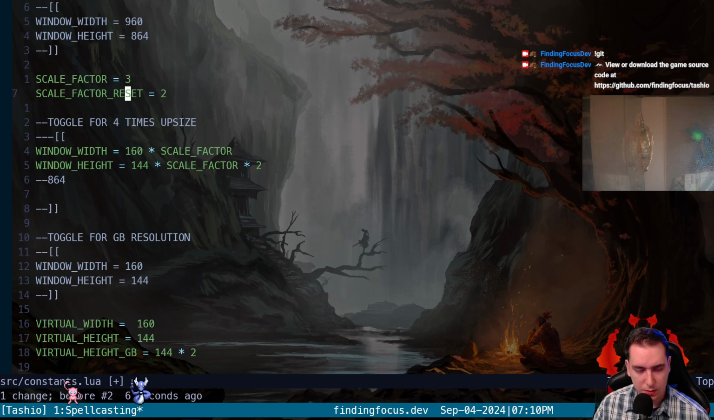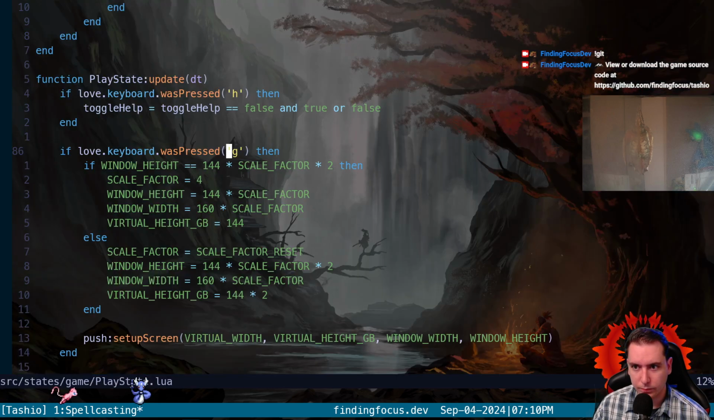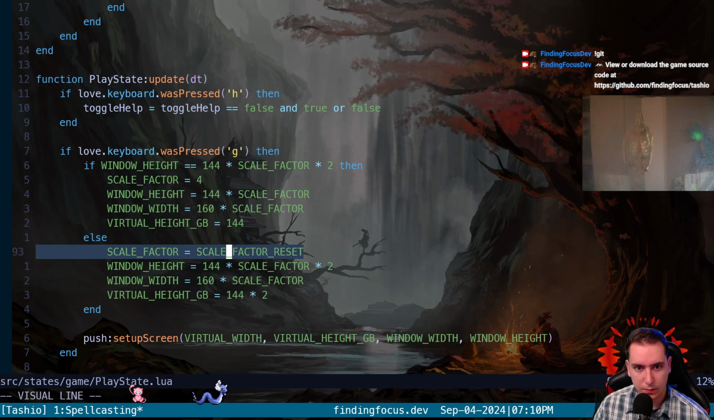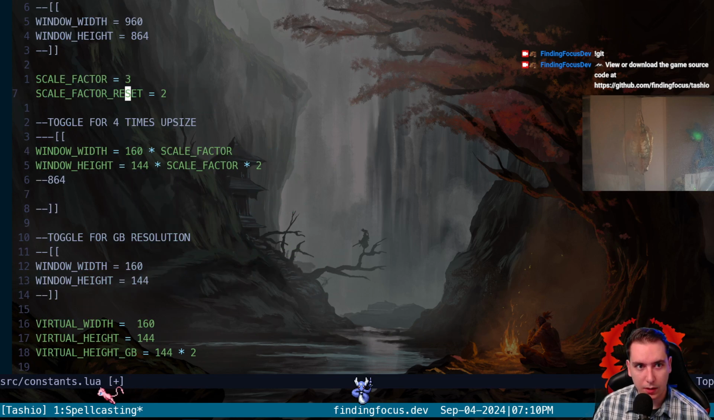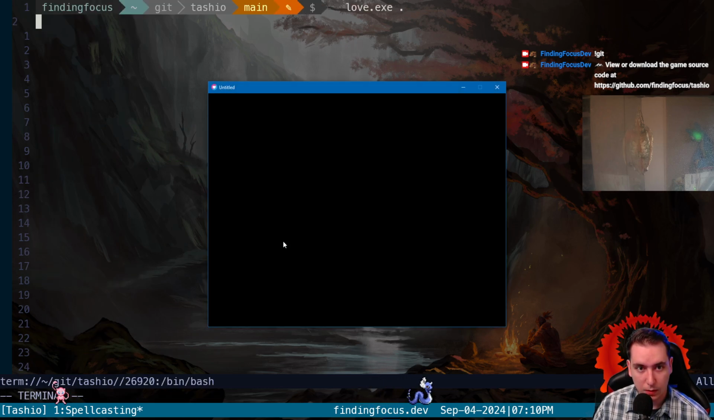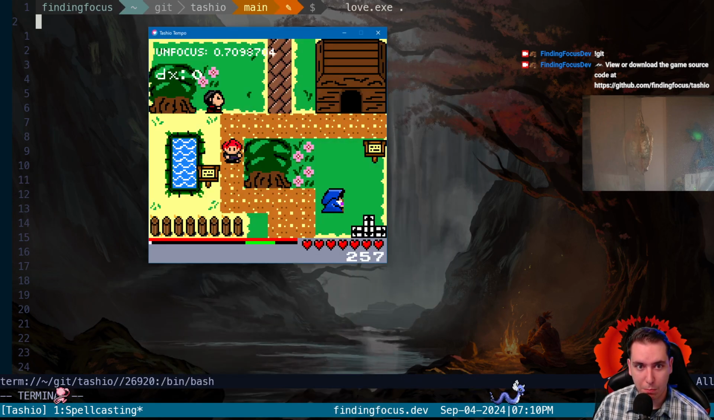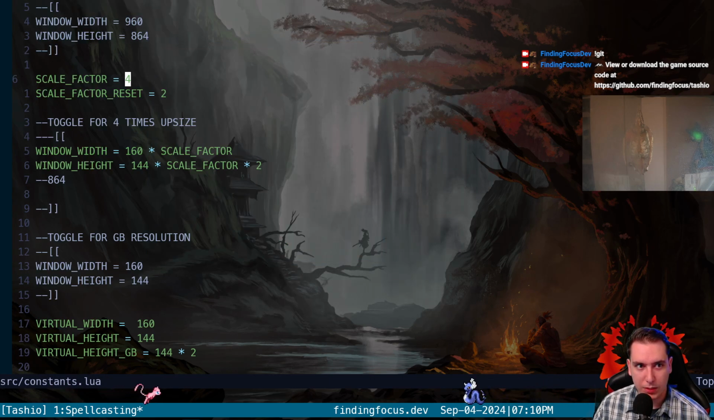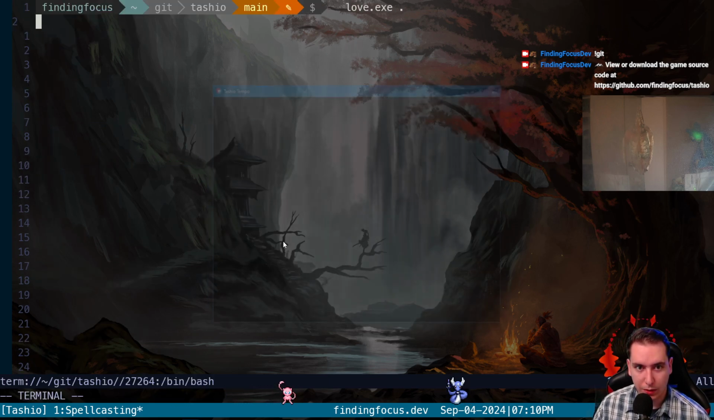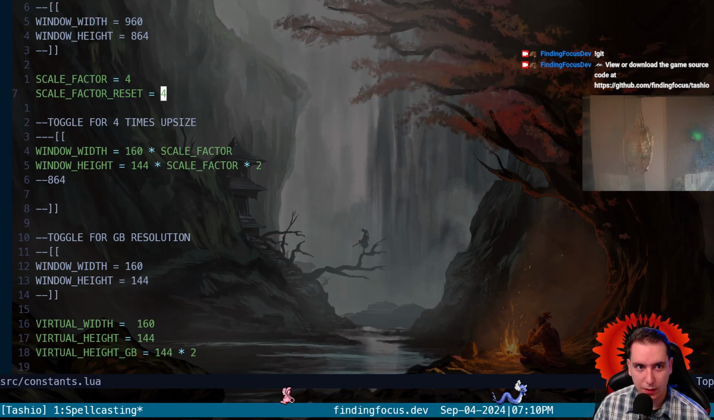Scale factor reset, where do we use this? Okay, so it looks like scale factor is the initial scale factor for the Game Boy overlay, and reset is the other one. Well, let me see. If we set this to 4, what does that do? Scale factor to 4 is now a much bigger Game Boy. Okay, and then it gets reset. Okay, so it's like this. We did this badly, but if we were to put 4 here as well, we would get a bigger gameplay to look at. I think it needs to be even bigger.